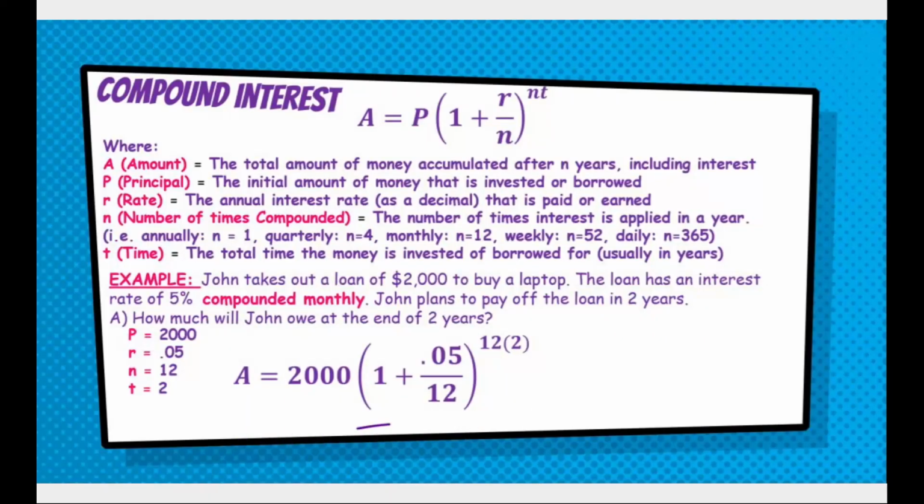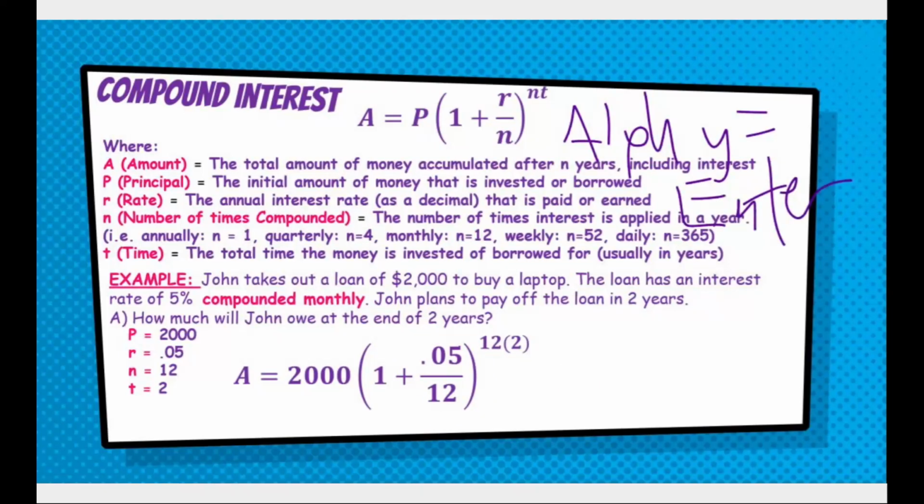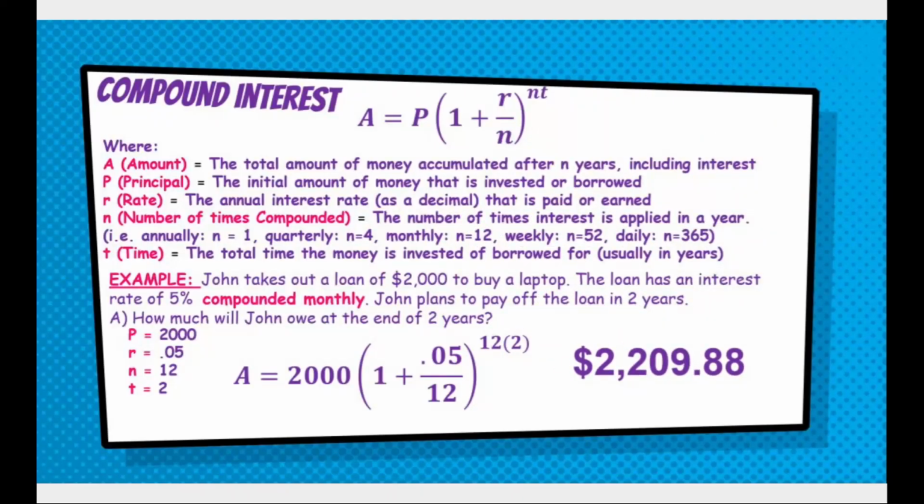I can type this in. When you use your calculator, for this part right here, I would literally type in parentheses 1 plus, and then I would hit alpha y equals enter to get my fraction bar so I can write that thing, and then raise everything to the 12 times 2. You can type this in and make sure it's exactly like mine on my screen. Hit enter, and we should get $2,209.88.